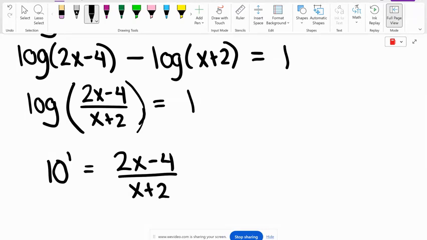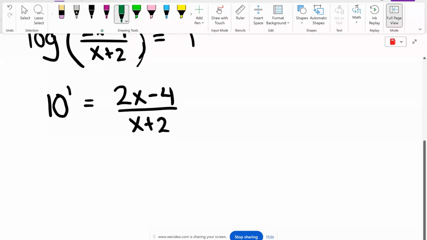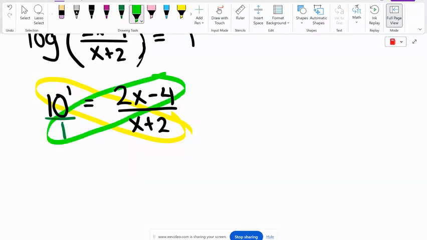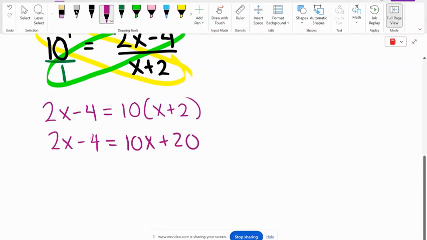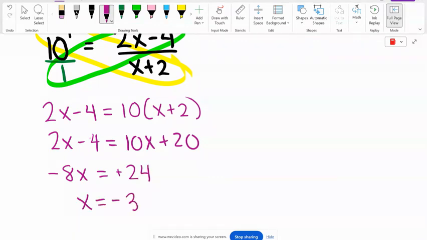At this point, we're going to need to solve for x. So I will cross multiply this. So we are going to have 2x minus 4 is equal to 10 times the quantity of x plus 2. 2x minus 4 is equal to 10x plus 20. When we go to solve this, we are going to get negative 8x is equal to positive 24. x will equal negative 3.